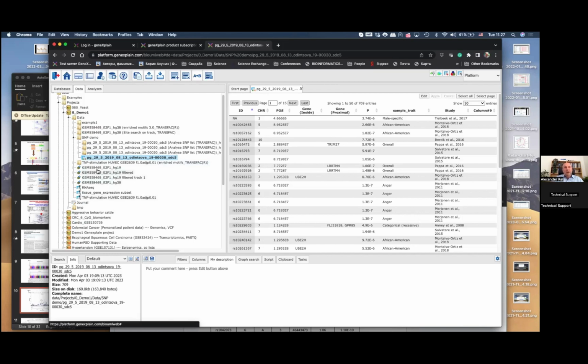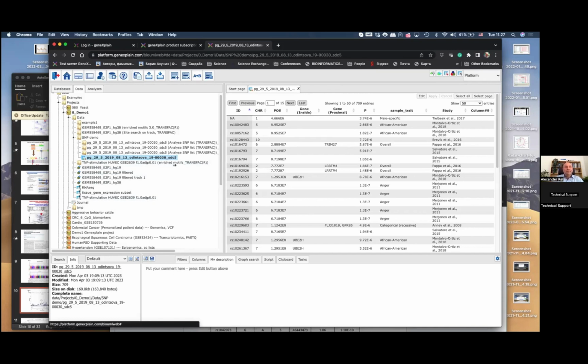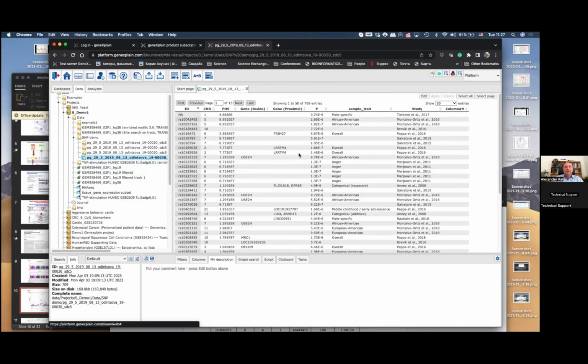You can have other little pictograms like this, which means this is actually a track. A track is a file which gives a position in the genome, and if you double click on it, it will open a different view on that. So I will show it during the presentation. But so far we are looking at this table of the data. You see here there were 709 SNPs which were collected.